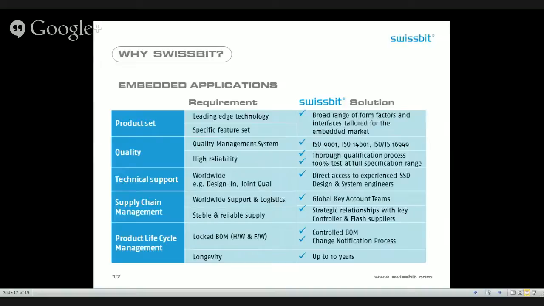Lastly is product lifecycle management. You want to have a locked BOM. You want to know that the part that you qualified on day one is the same part that you're getting months later. And to do that, you need to make sure that you have a locked BOM with hardware and firmware. We provide a controlled BOM, we have a change notification process, to ensure that the parts that you receive are the same that have been qualified. And lastly, here is the longevity. Swissbit offers solutions up to 10 years, and that's as was discussed in the previous slide.